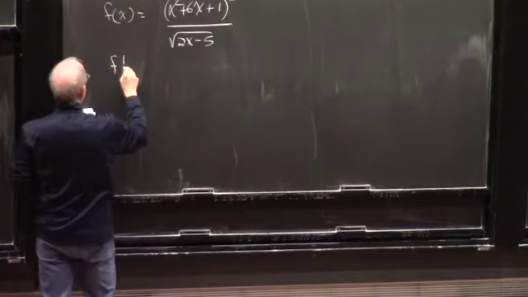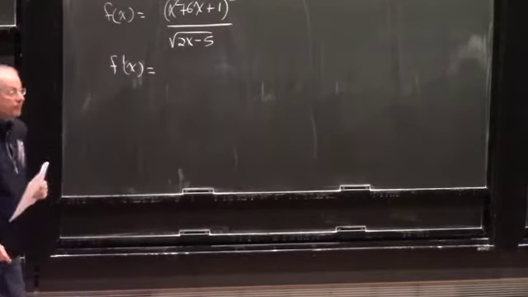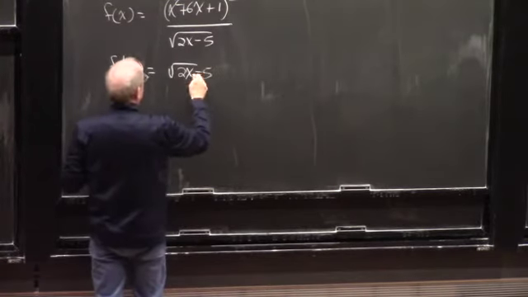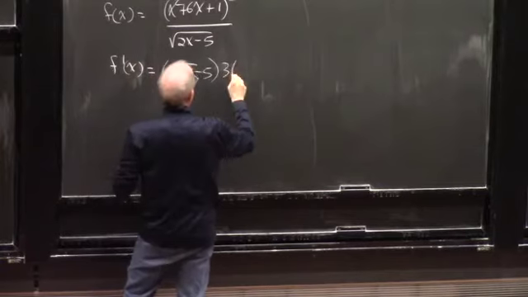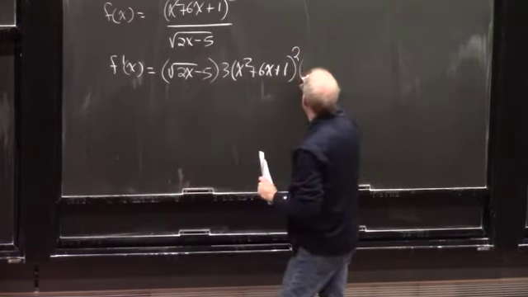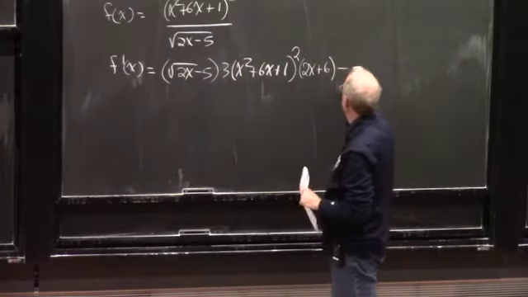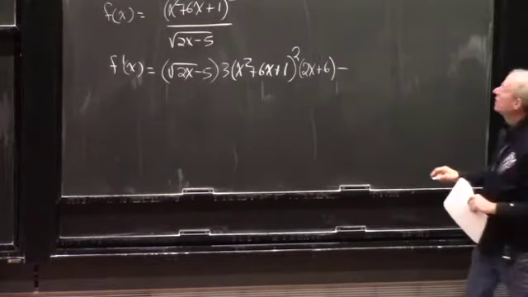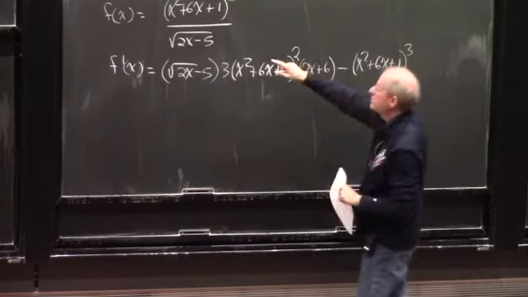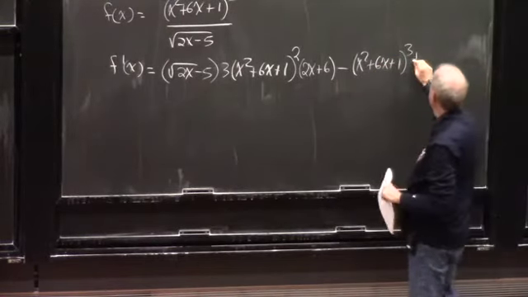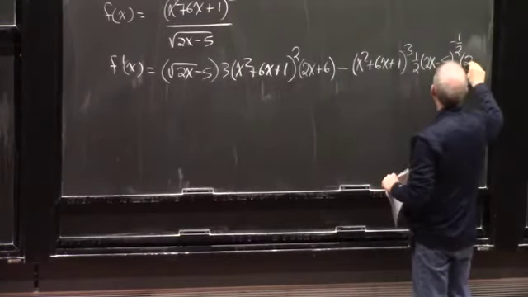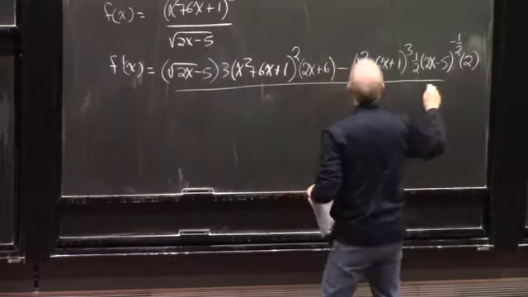This one was worth 5 points. Okay, so we have to use the quotient rule. So take the bottom function times the derivative of the top, which is 3x squared plus 6x plus 1 squared times 2x plus 6, minus x squared plus 6x plus 1 cubed times the derivative of the bottom, which is 1/2 2x minus 5 minus 1/2 times 2, all over the bottom squared.